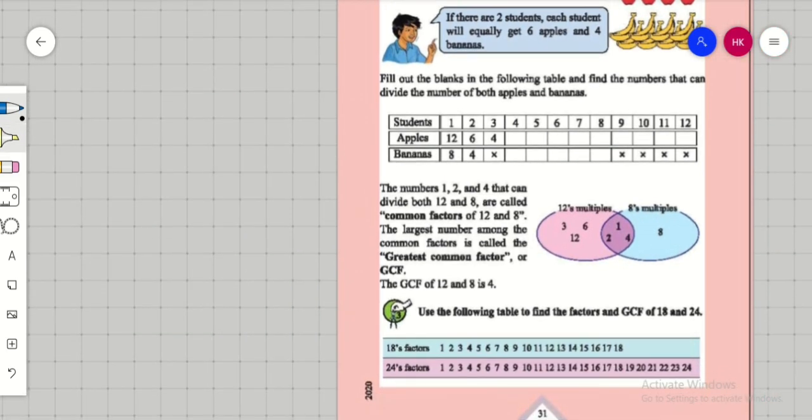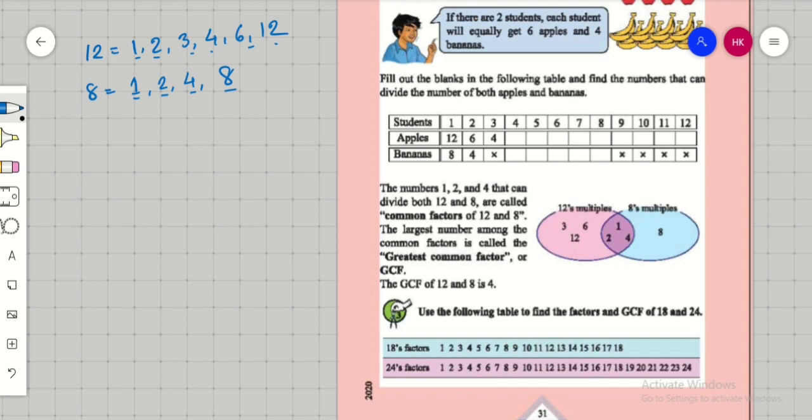Say for example there are two numbers, 12 and 8. The factors of 12 are 1, 2, 3, 4, 6 and 12. And the factors of 8 are 1, 2, 4, 8. So the factors of 8 are these 4 numbers, and the factors of 12 are these 6 numbers.